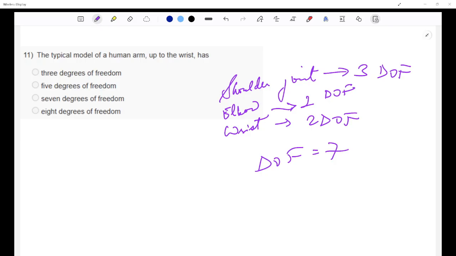3 degrees of freedom is just the shoulder joint, which is why it is incorrect. 5 degrees of freedom is again wrong. 8 degrees of freedom is also wrong. We do not have any degree of freedom more than 7. It is 7. So the human arm up to the wrist has 7 degrees of freedom, making it a redundant manipulator for positioning tasks. Okay.